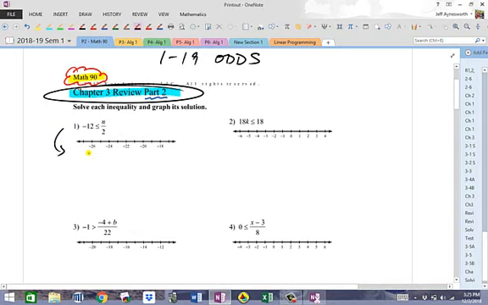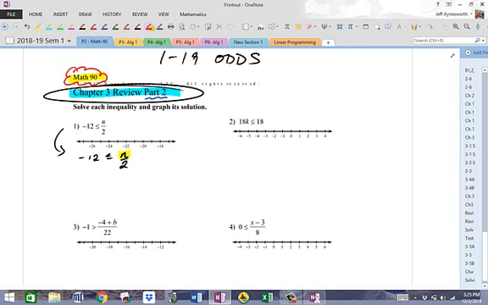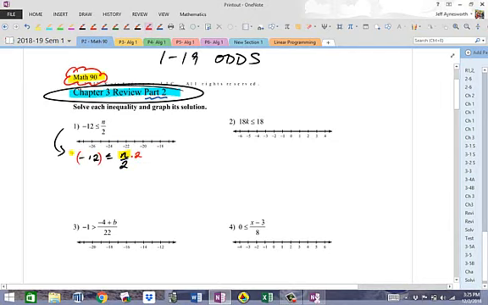Let's take this first one down here. We've got negative 12 is less than or equal to n divided by 2, and our goal is to solve for n. It's being divided by 2, so you always do the inverse. The inverse of dividing by 2 is multiplying by 2, so you multiply both sides by 2.